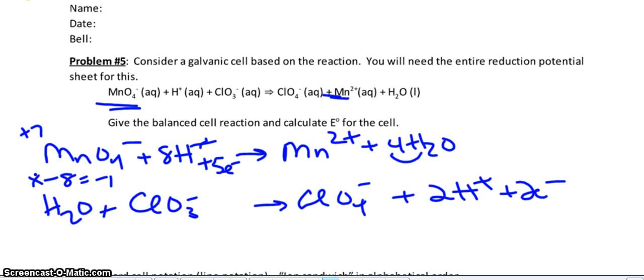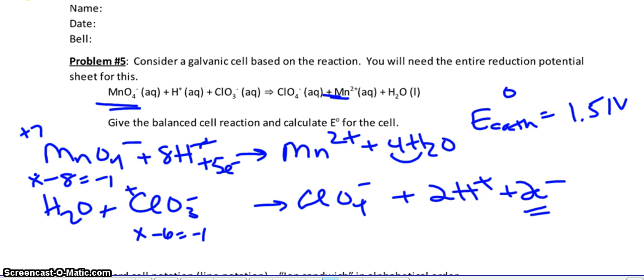Why do I need to worry about that? Because I need to know which is at my cathode and which is at my anode. So it looks like the permanganate is my cathode. It got reduced, so its value was 1.51 volts. That means the chlorate going to perchlorate must have been oxidized. It makes sense because here I lose 2 electrons. And also let's review the oxidation number for the chlorate ion. What number, -6, equals -1? I think it's a +5.